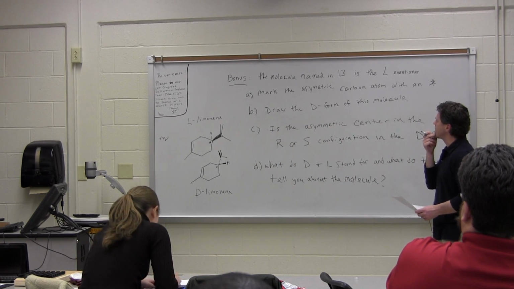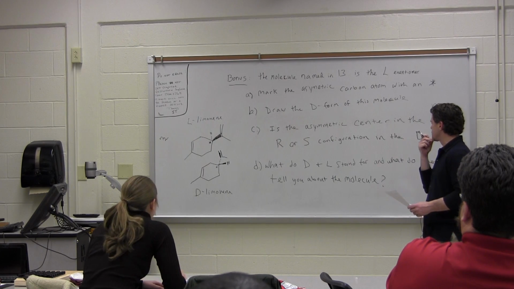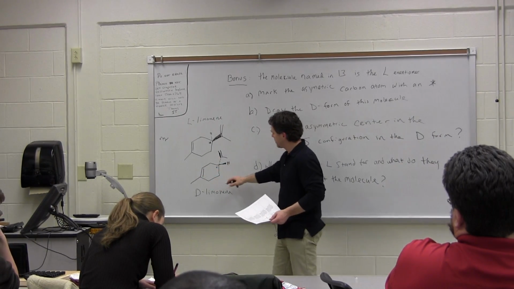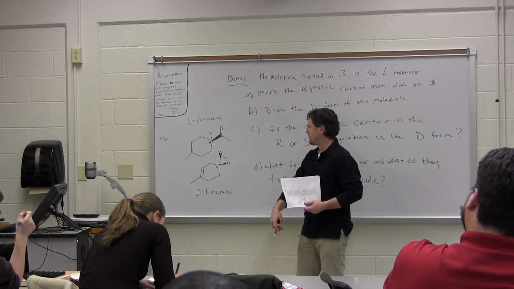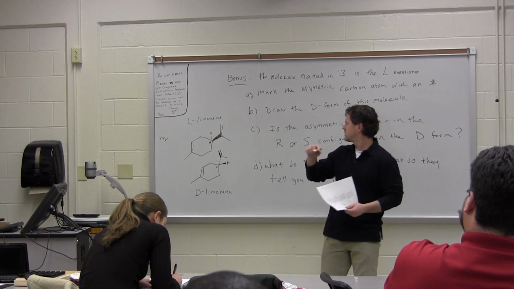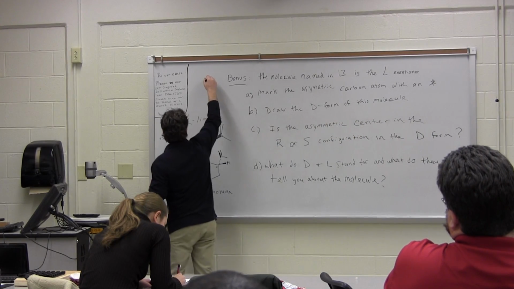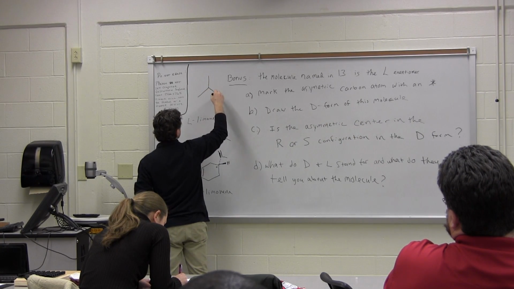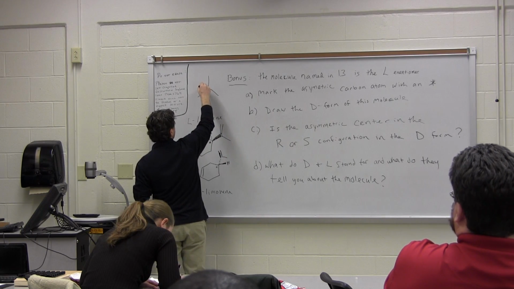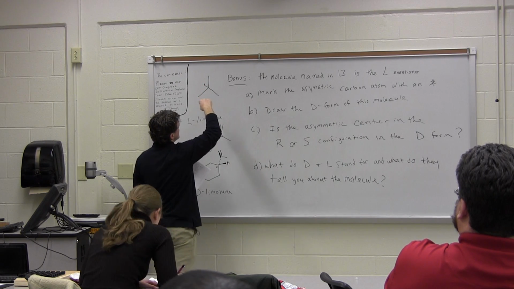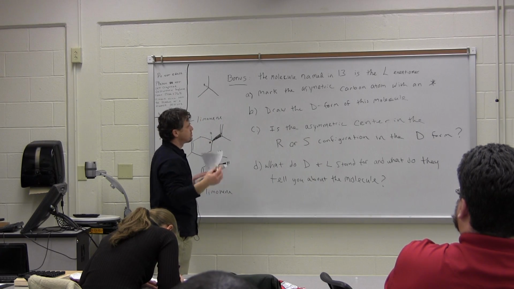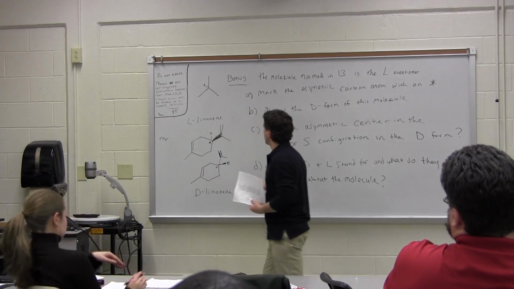Then we ask, is the asymmetric center in the R or S configuration in the D form? So we're going to look at this one. And the easiest way to approach this, if you remember when you're trying to figure out R or S, you have to imagine it in a situation like this, where the hydrogen is going back. If you can get it in that orientation, then you assign numbers to the priorities of the different groups. Biggest being number 1, and down the line like that.